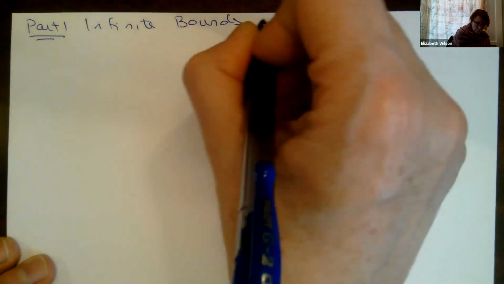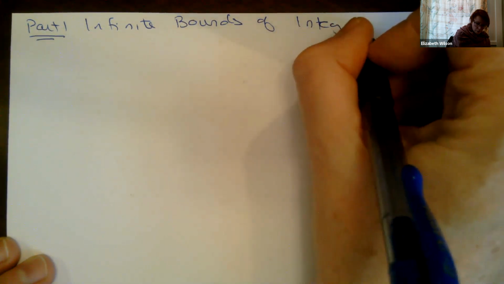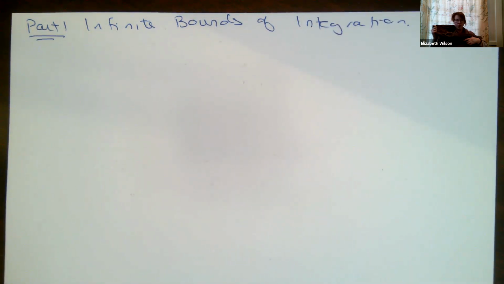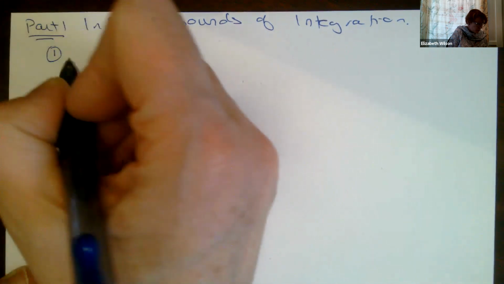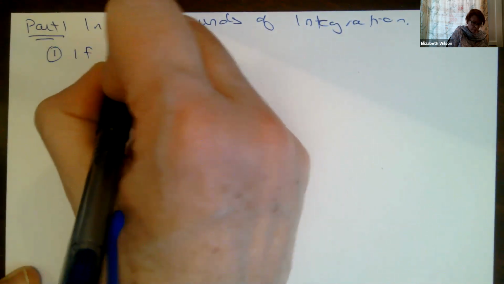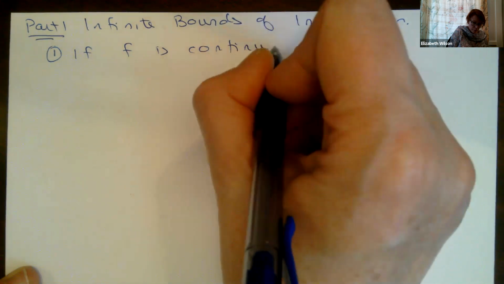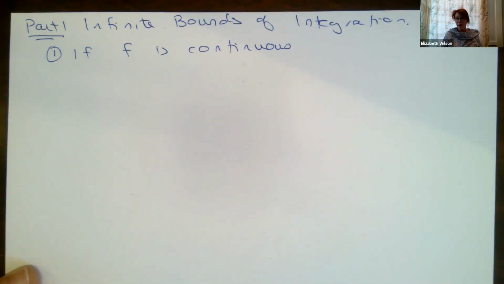Part 1. So this is infinite bounds of integration. Let's talk in more detail about what that looks like, how we process it, how we think about it, and what it means to take an integral of something that's going to infinity. Let's break this down into 3 different pieces. I should actually say part 3 is where I'm going to combine infinite bounds of integration with some kind of a discontinuity. But for right now, we're going to take them individually.